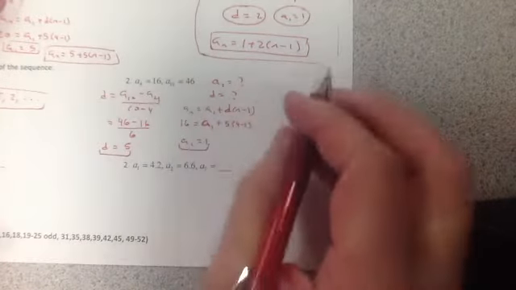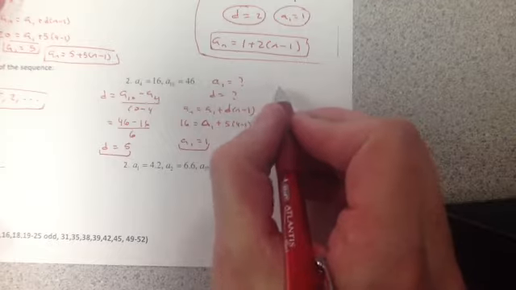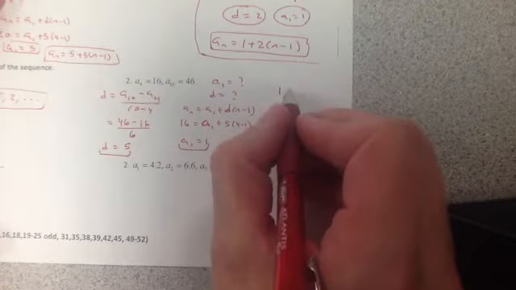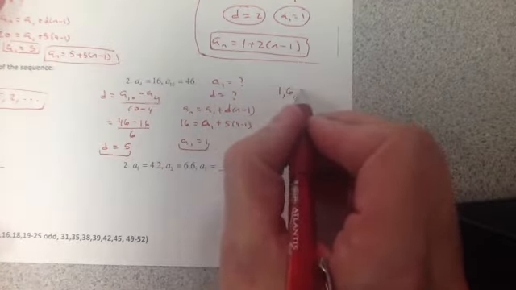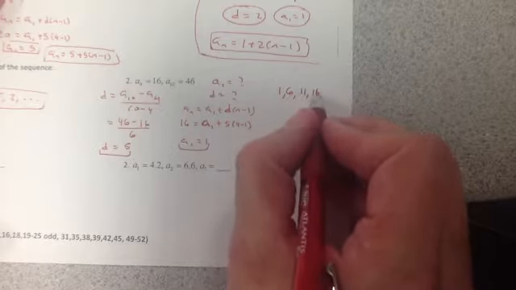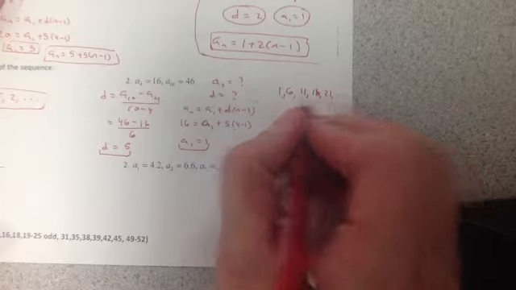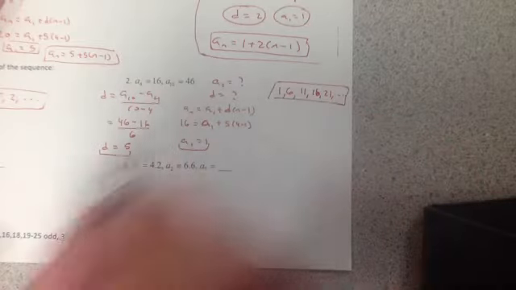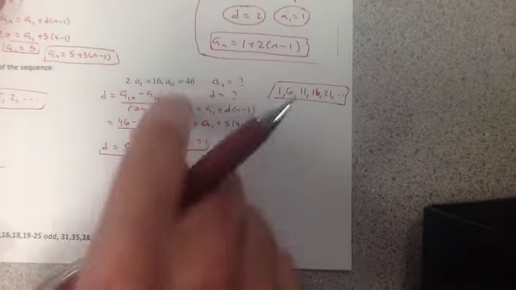So now, if I want to look at my first 5 terms, we get 1. My common difference is 5, so I get 6. What's my next one? 11, 16, 21, dot, dot, dot. And there's our answer right there. Try this one again. It's not too bad to do.